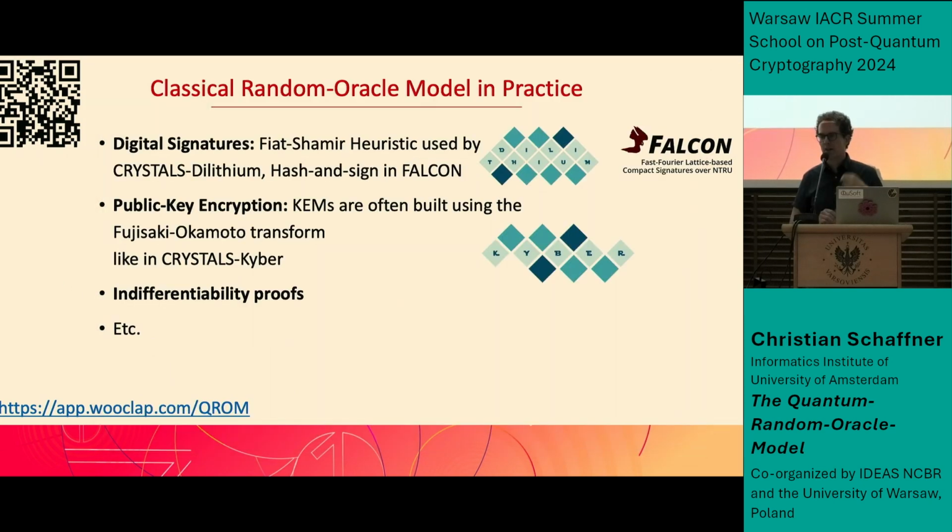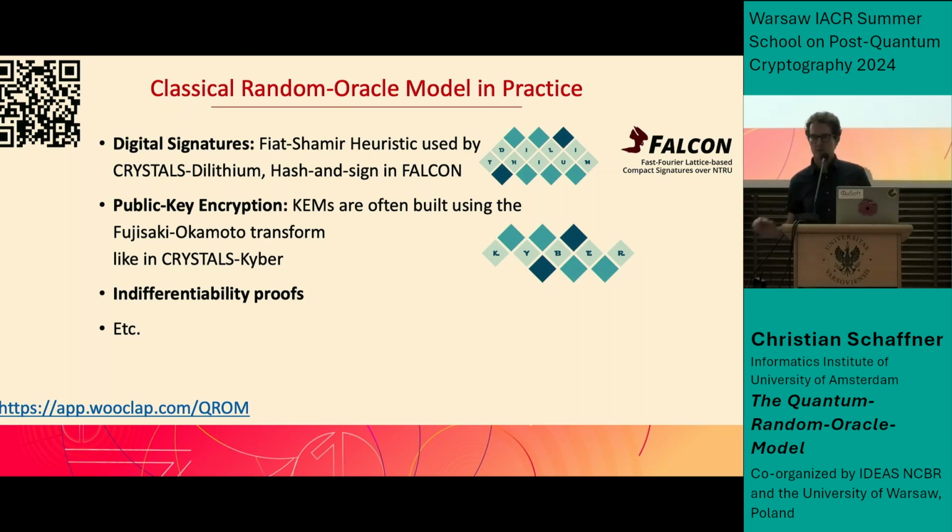And while you enter this, I want to mention that in practice, and in particular in the upcoming NIST standards, hash functions are used all over the place. In particular in the Fiat-Shamir heuristic, which was explained yesterday and which I'm going to quickly recap, but that's for digital signatures. Also for encryption, KEMs, key encapsulation mechanisms, are often built using the so-called Fujisaki-Okamoto transform, which also involves hash functions. And I was already sketching indifferentiability proofs, and there are many, many more instantiations where the classical random oracle model is used.